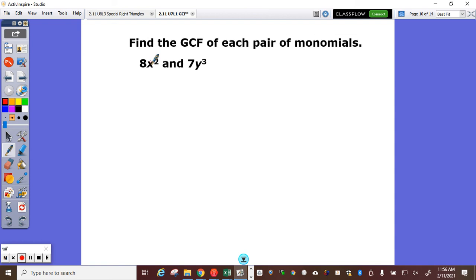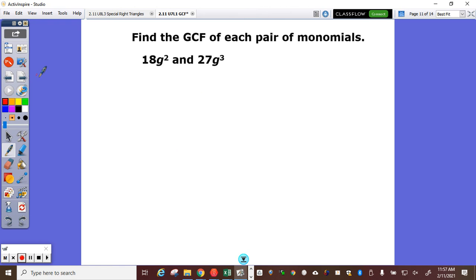If I have 8x squared and 7y to the third, what's the largest number that goes into 8 and 7? I always love these answers. All right, and then we have x squared and y to the third. So what's my common factor there? None. So therefore, that's your answer. 1. Okay? You'll always have an answer. But because they are not the same variables, I cannot take a common factor out from them.